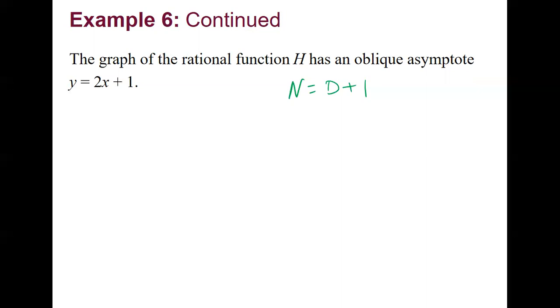Questions about example 6? Do we vaguely remember long division from previous times in our lives? Yeah.